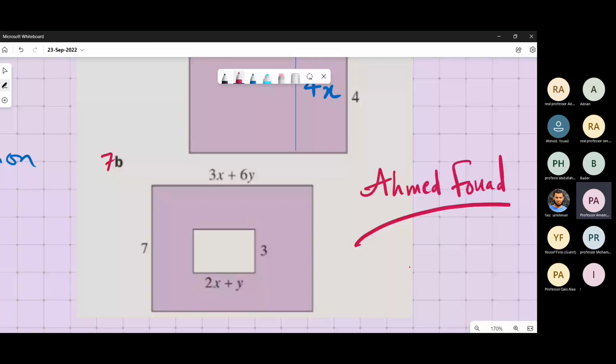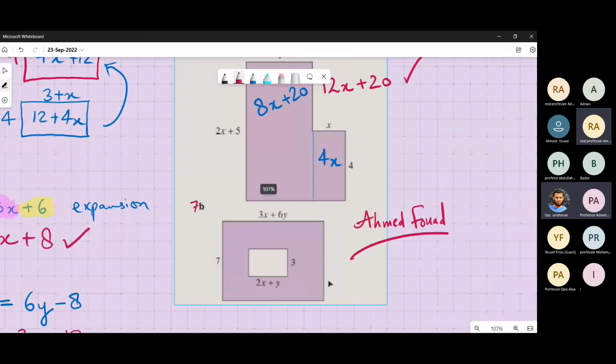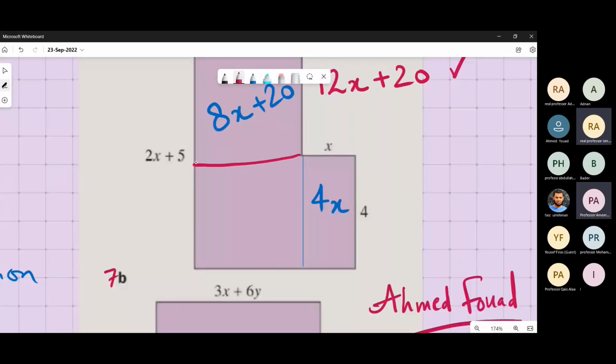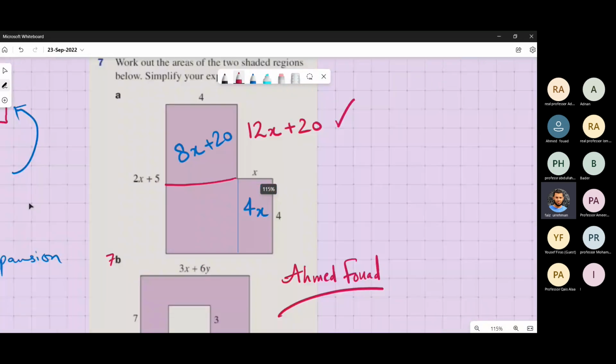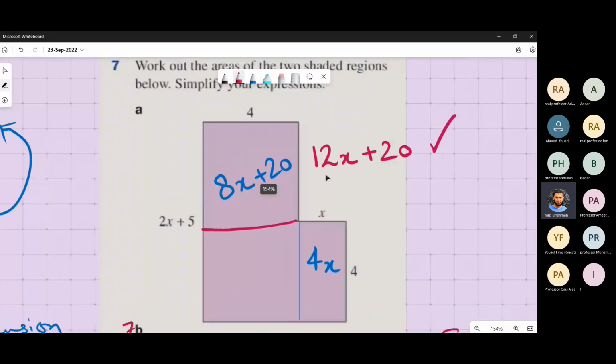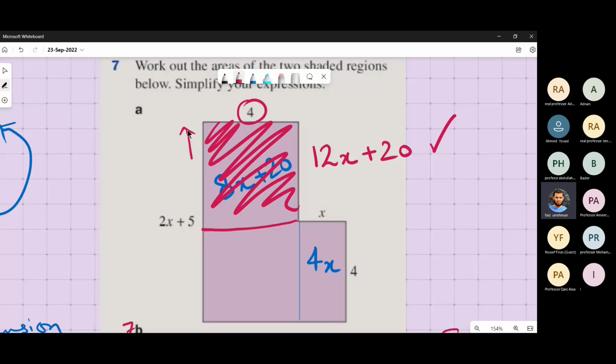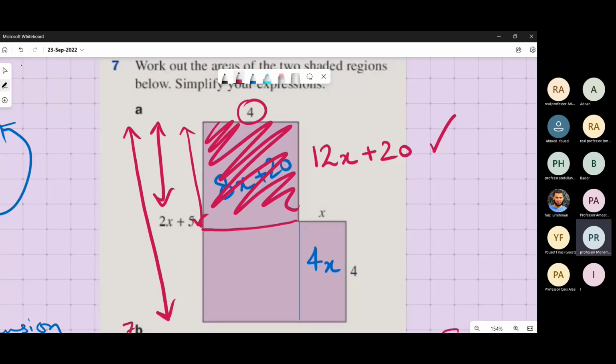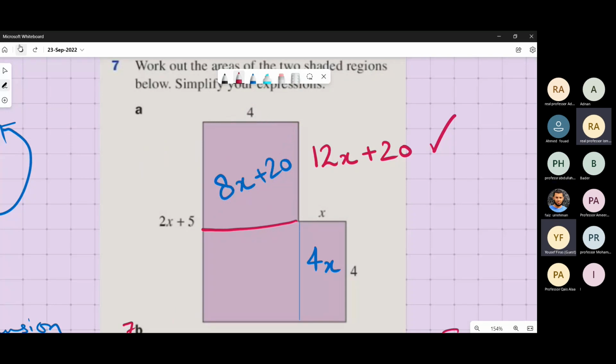In the first question in this exercise, 7a, what will be the explanation if we do the harder method? You mean if we make the line like this? Yeah. In that situation, the problem is you cannot solve it. Why? Because look at the above rectangle. What is the length? 4. What is the height? You don't know, because 2x plus 5 is from here to here. So don't go with that method.